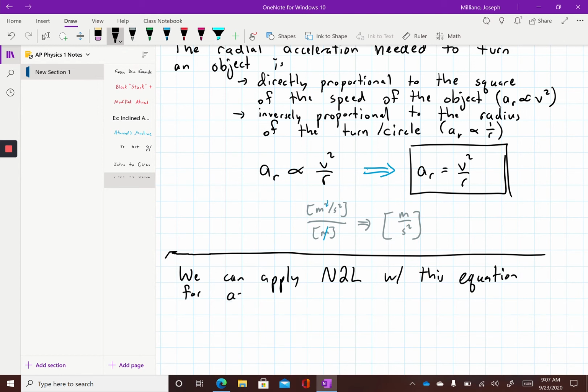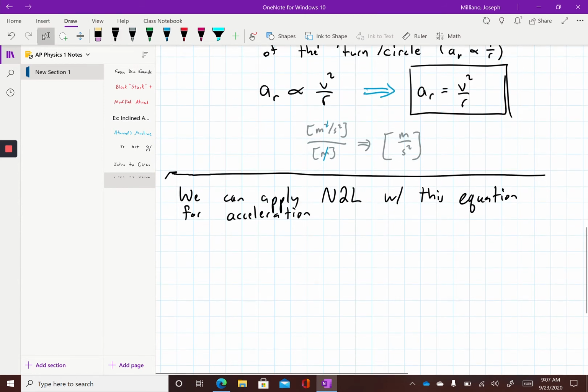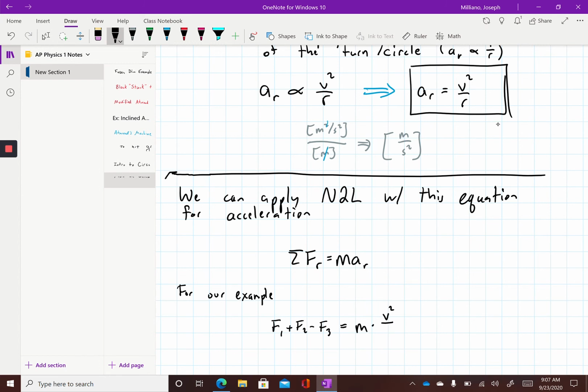And so Newton's second law is that the sum of the forces in the radial direction is equal to m times the acceleration in the radial direction. And then for our example, what that looks like is F1 plus F2 minus F3 is equal to the mass of the object times the object's speed squared over the radius of the circle.